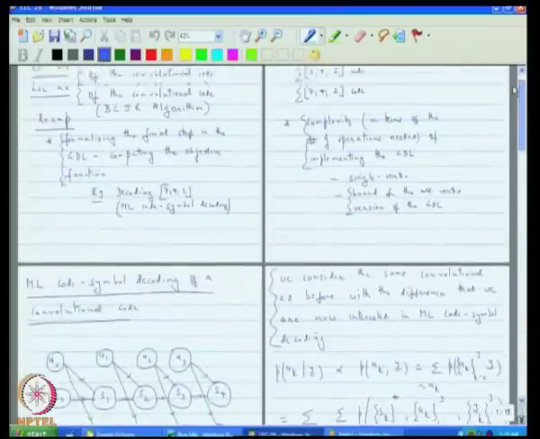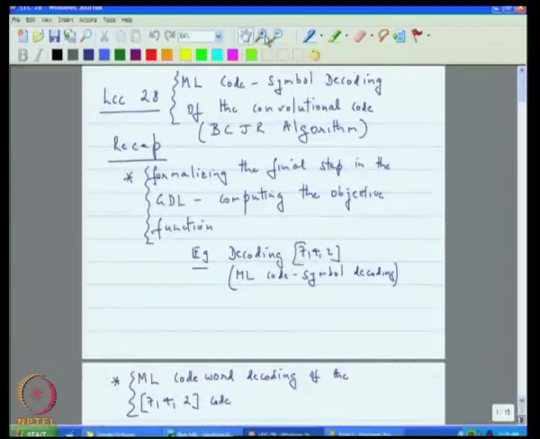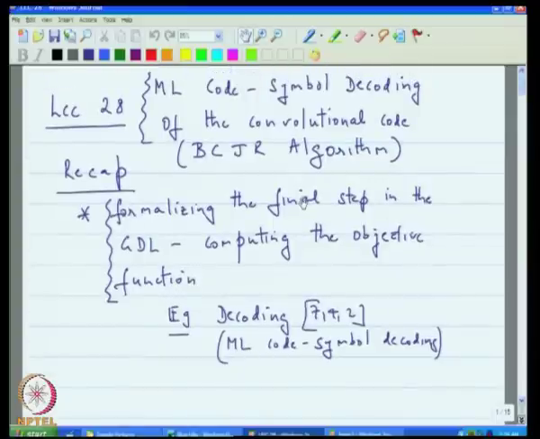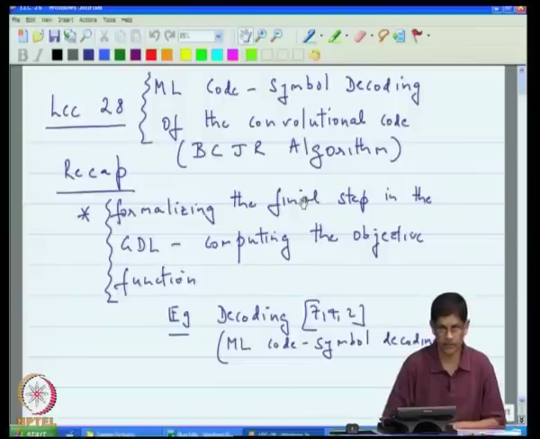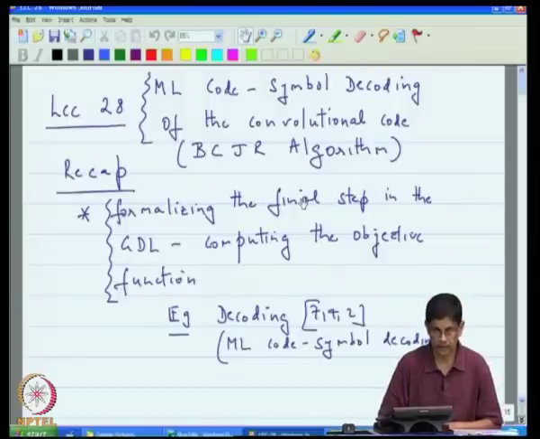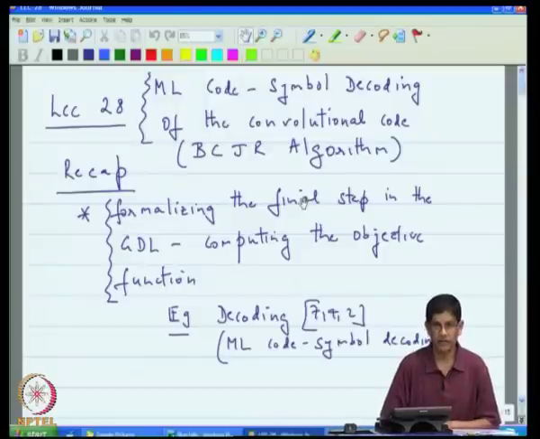So, our last lecture basically had to do with maximum likelihood code symbol decoding of the convolutional code, and it really represented more or less the end of our discussion on the GDL. So, we were looking at the GDL and applying it to the problem of decoding of a convolutional code. And earlier when we discussed convolutional code decoding, we had talked about the Viterbi algorithm.